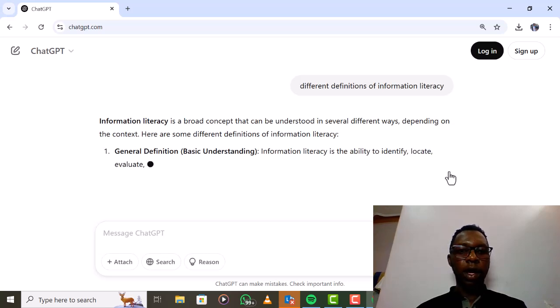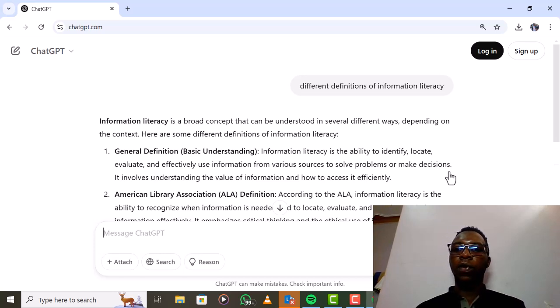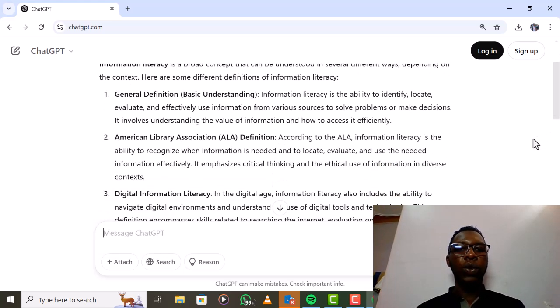So here we have: information literacy is a broad concept that can be understood in several different ways depending on the context, and here are some of the different definitions. You can define information literacy in your own way, how you understand it best. They are given with different sources, like according to ALA, information literacy is the ability to recognize when information is needed and to locate, evaluate, and use the needed information effectively.